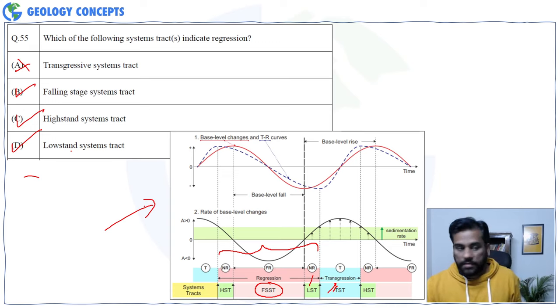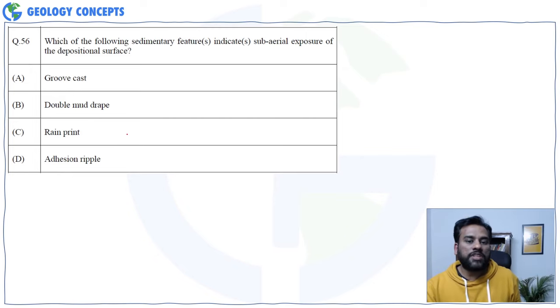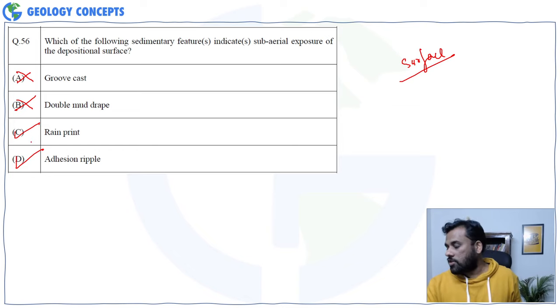Which of the following sedimentary features indicate subaerial exposure? Subaerial is near the surface. It's not submarine. Group cast is submarine, so this is wrong. Double mud drape is also submarine. Where hummocky cross stratification is found, you can get mud drapes, but these are both submarine. Rain print is on the surface, adhesion ripple is on the surface. So C and D will be the correct options here.